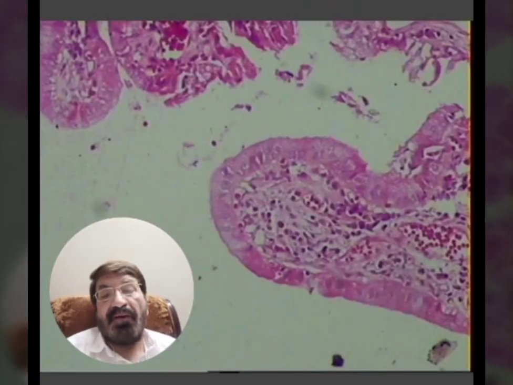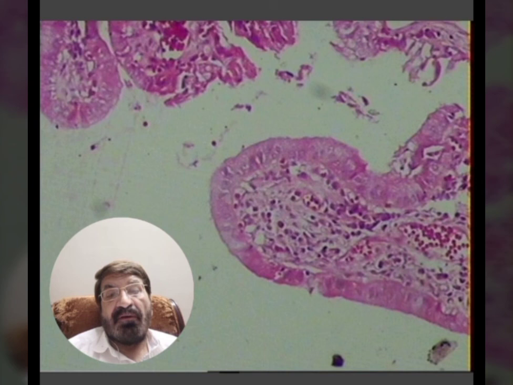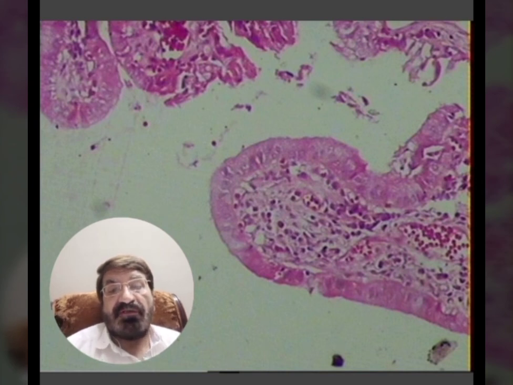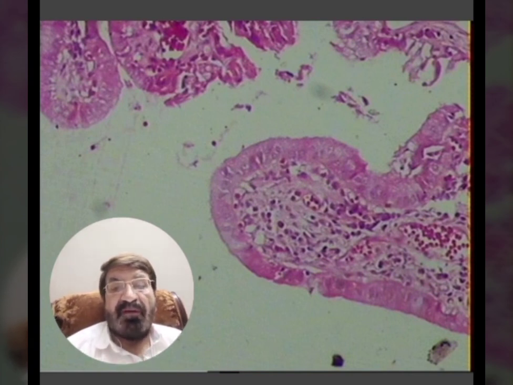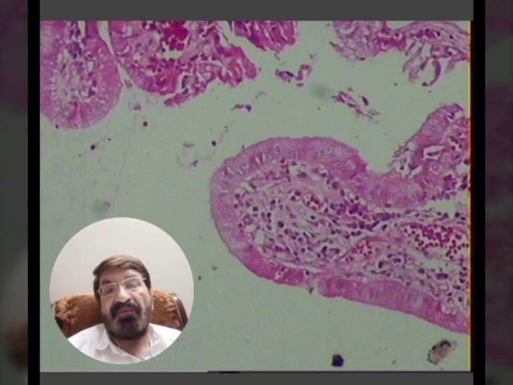In the gallbladder there are only 3 layers. From inside outwards, the first layer is the mucosa, then comes the muscularis, and the third one is the serosa. So there is no submucosa present in the gallbladder. The epithelium is the same, that is simple columnar epithelium.